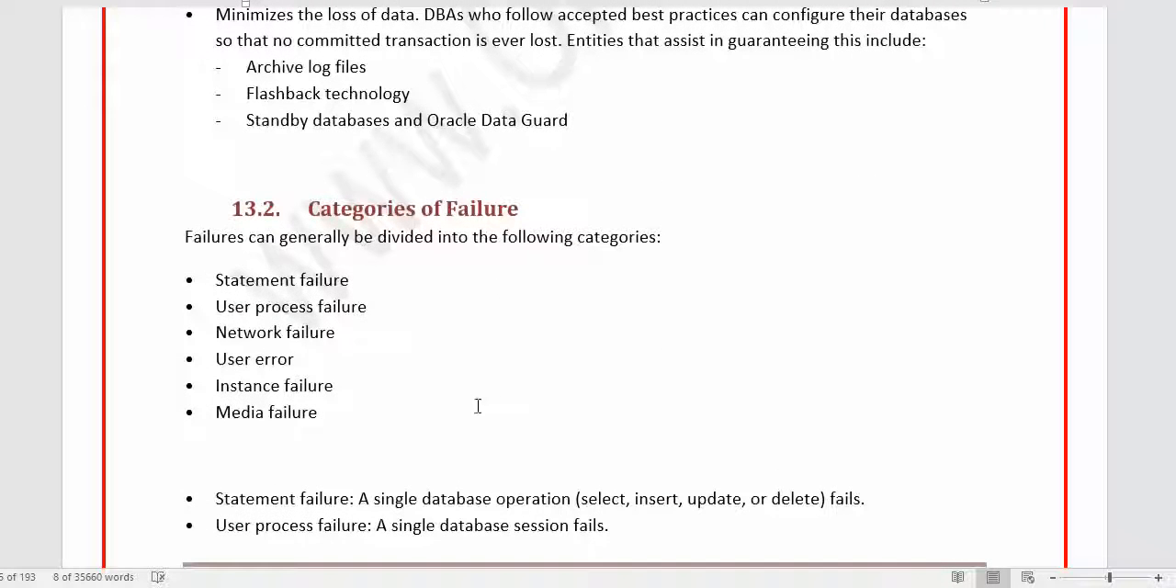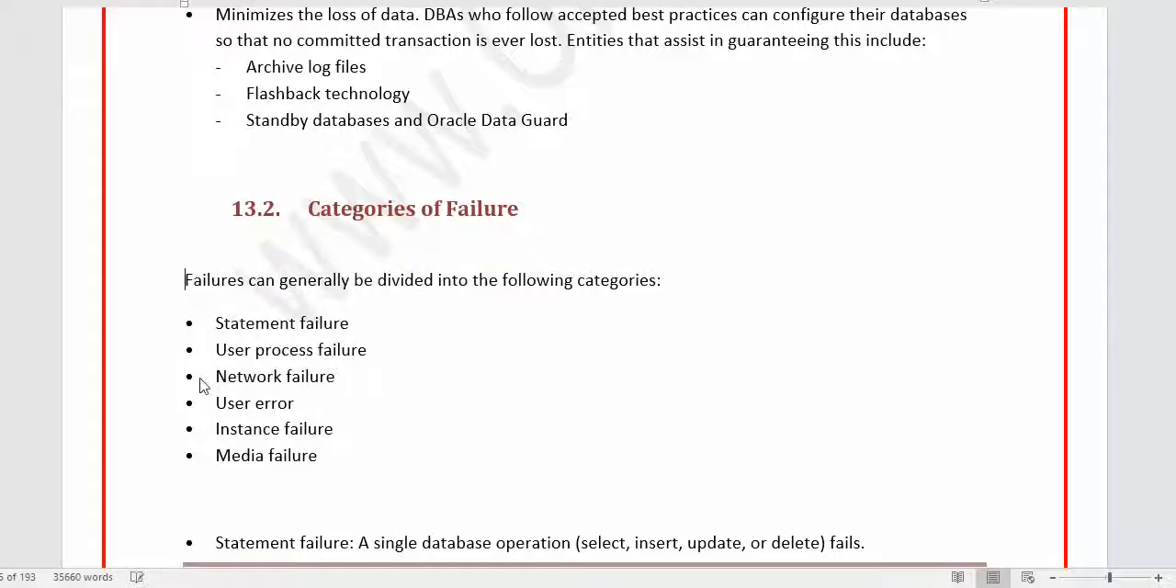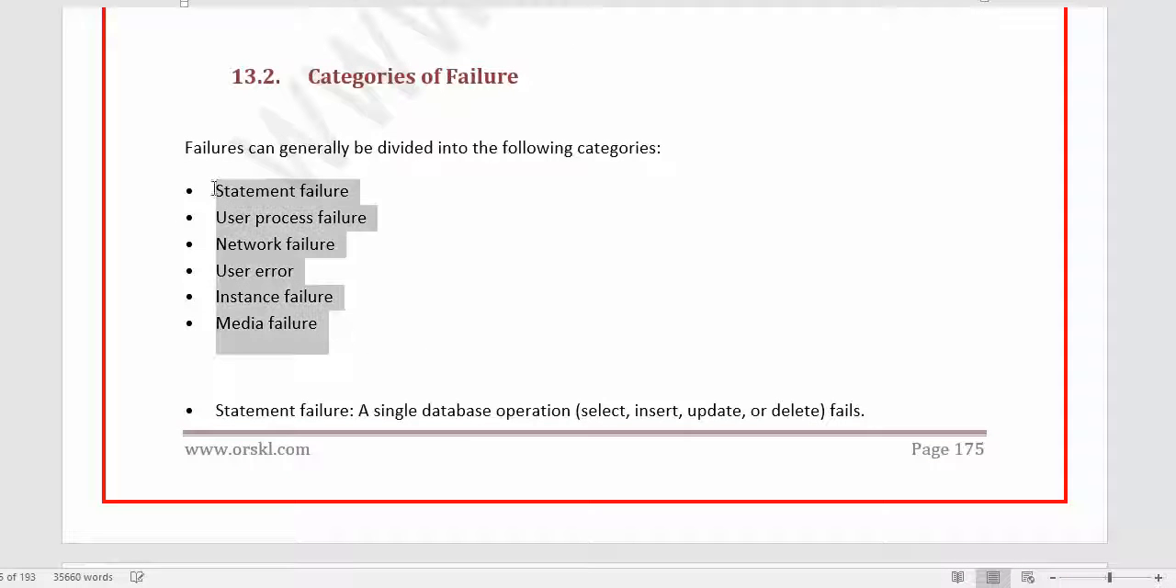Okay, so now, as I said, the DBA's responsibility is to protect the database from failures. These are the list of possible failures that you can see for your database.